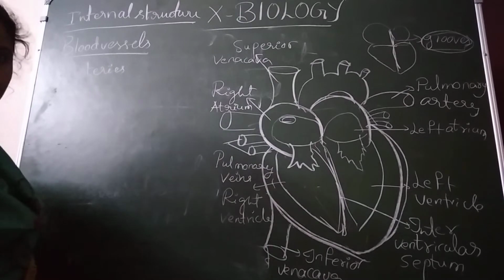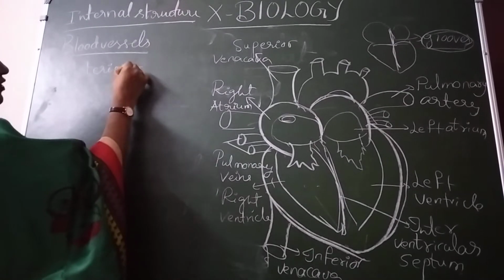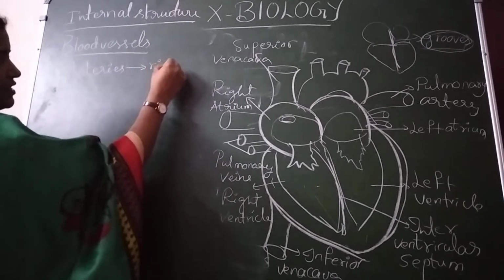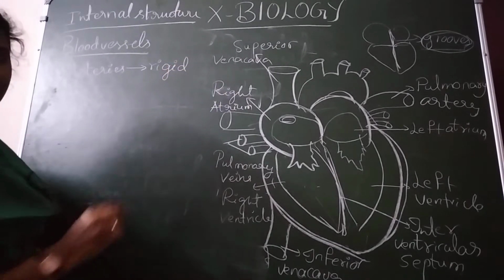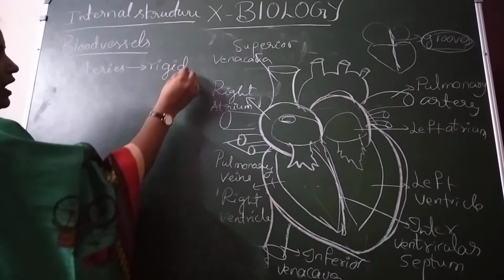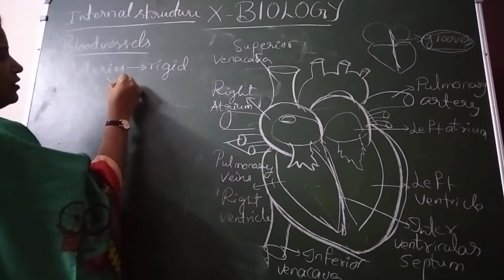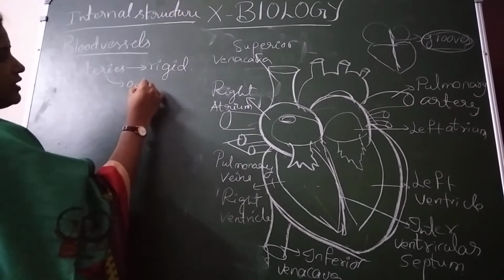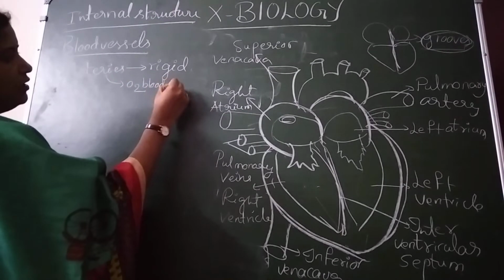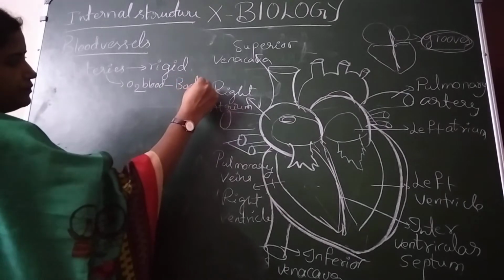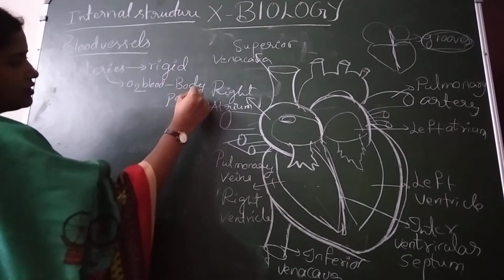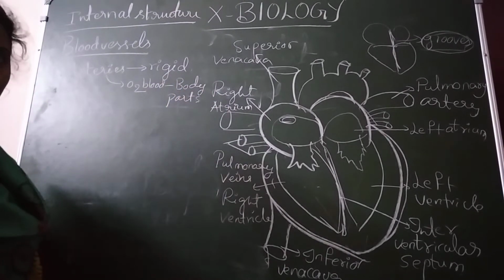Okay, so blood vessels, so first one are the arteries. Okay, mainly what is the function of arteries? They are rigid blood vessels, more rigid blood vessels, strong blood vessels, and their function will be to carry oxygenated blood to the body parts, to carry oxygenated blood to the body parts.